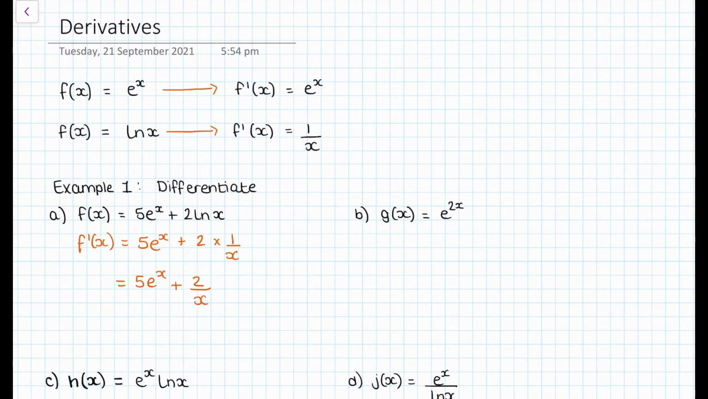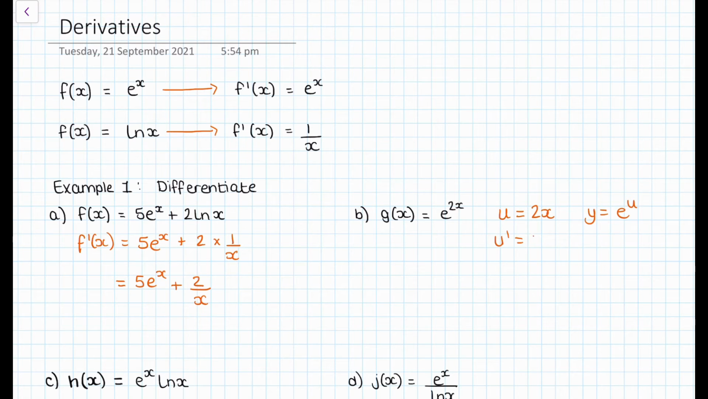B, g of x equals e to the power of 2x. Now we have something in the power next to the x with the e, we need to do a chain rule. So I'm going to do the long way. You will get quicker at doing this in one step, but to start with, I'll show you how it works with the chain rule. So our u will be the inside part, which is 2x, then the y will be e to the power of u.